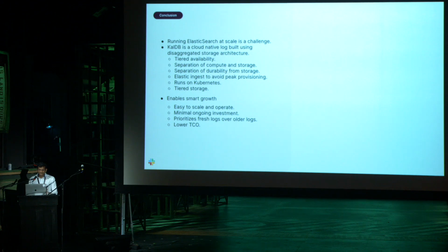In summary, running Elasticsearch at scale is a challenge, so we built KalDB using a disaggregated storage architecture that provides tiered availability, separates compute and storage, separates durability from storage, and runs on Kubernetes. It helps Slack enable smart growth, where it's easy to scale the system and operate it. It takes minimum ongoing investment for us, and it prioritizes fresh logs over older logs. So during an incident, we know what is going on.